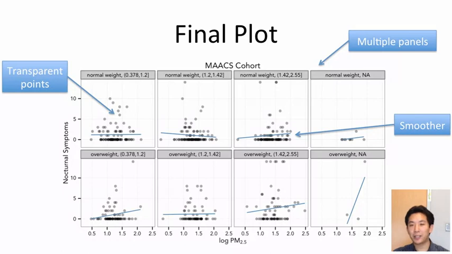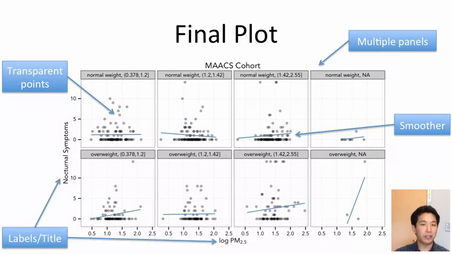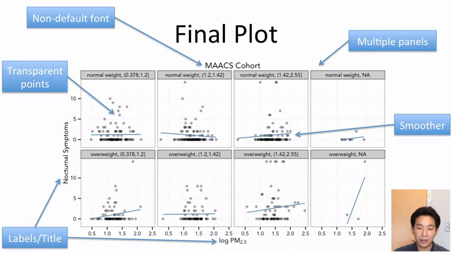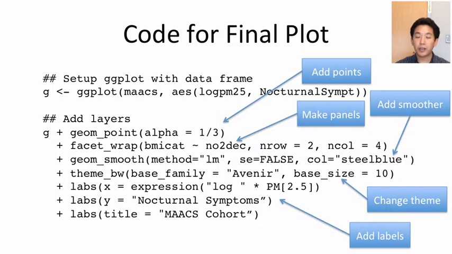There are multiple panels, so I've used faceting to create this plot. I've changed the default labels and the titles, so I've added ones that are a little bit more descriptive. And then finally, I used a non-default font. So the default font is Helvetica, and I've changed the font here to be Avenir. And so there are a number of options that I've modified here. And so here's the code for doing it.